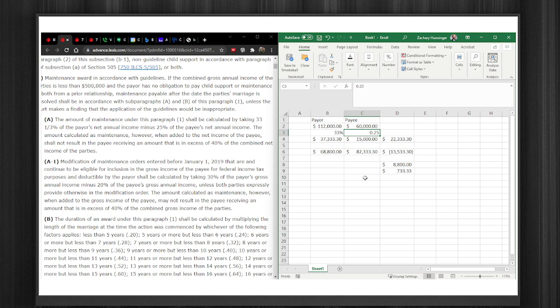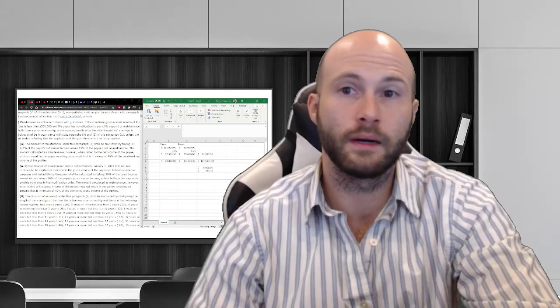So, all right. So that's how the amount is calculated. It is 33% of the payor's income minus 25% of the payee's income, then added to the payee's total income to make sure that amount is not more than 40% of the combined income, and the new number becomes what the spousal maintenance is after subtracting the difference between the 40% and the new push. So next up, we'll tackle how long the amount is going to be paid.